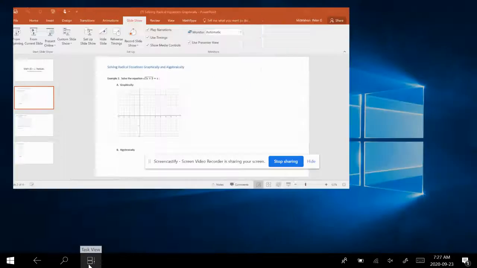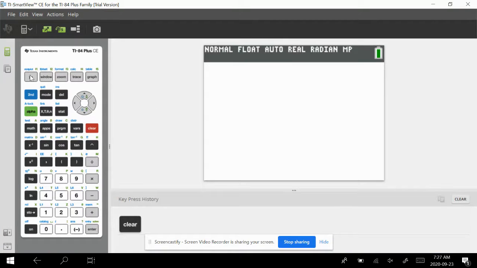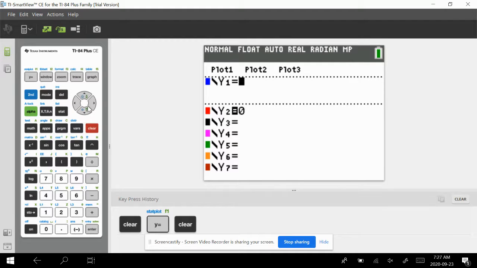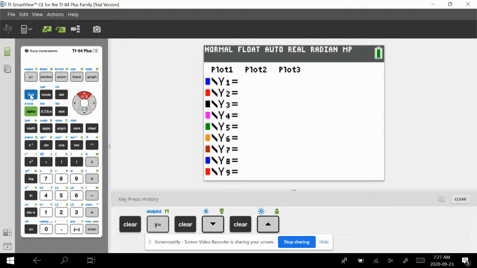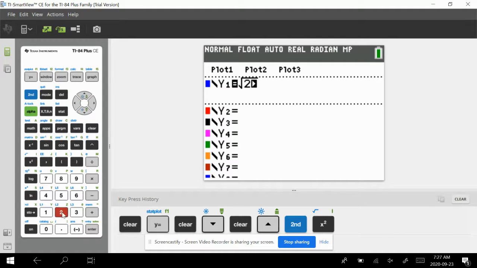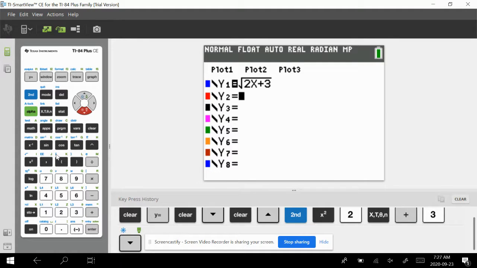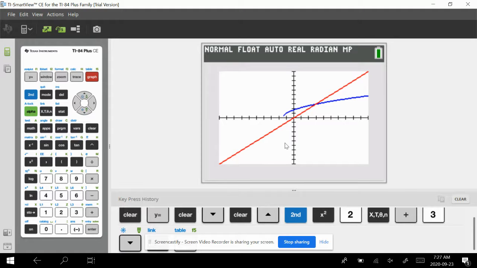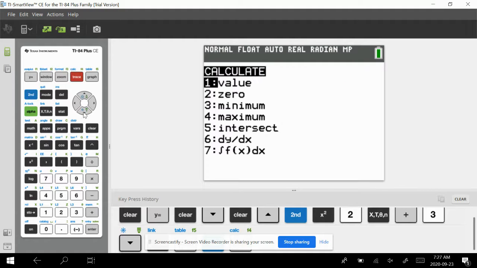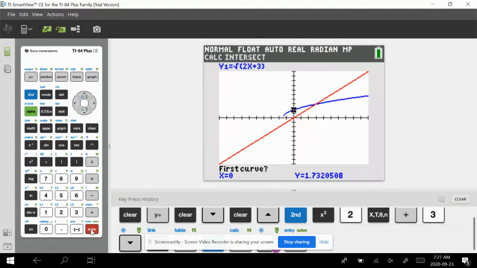I'm just going to use my calculator for this one. To solve this graphically, we're going to go onto our TI-84 Plus calculator. Y equals, clear out whatever you have in here, and we want the square root of 2x plus 3, y2 equals x. When we press graph, we see this graph and this intersection point. So we want to go second calc, intersect, enter, enter, enter, and we get 3, 3.